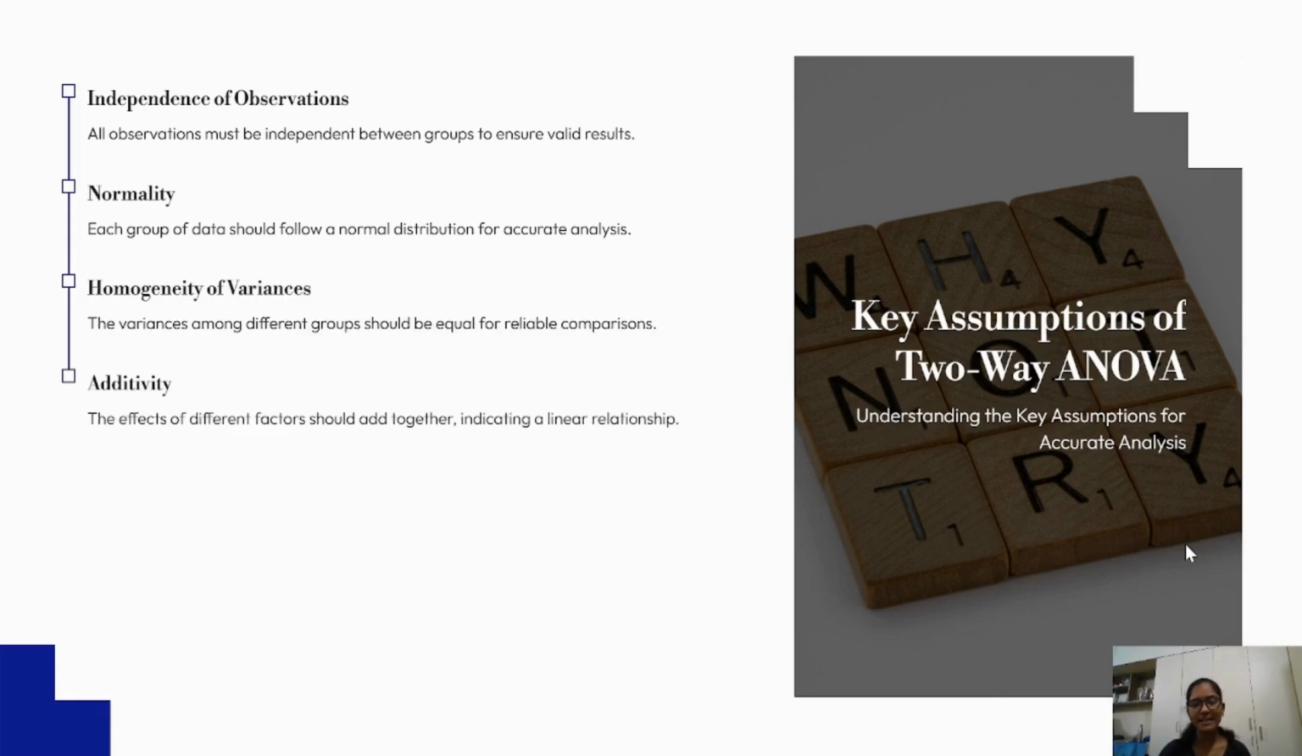Let's look into the key assumptions of two-way ANOVA. Understanding the key assumptions for accurate analysis. Independence of observations. All observations must be independent between groups to ensure valid results. Normality. Each group of data should follow a normal distribution for accurate analysis. Homogeneity of variances. The variances among different groups should be equal for reliable comparisons. Additivity. The effects of different factors should add together, indicating a linear relationship.